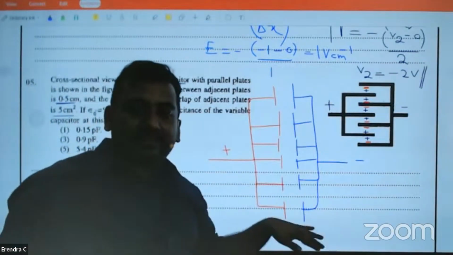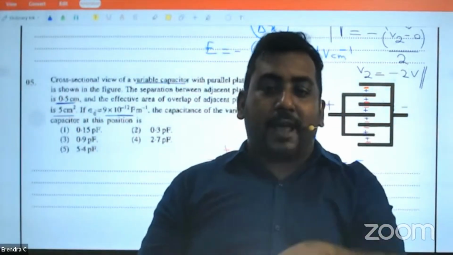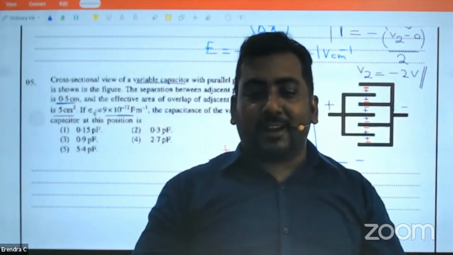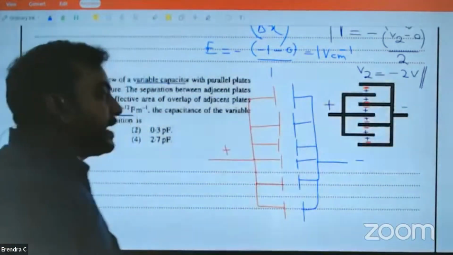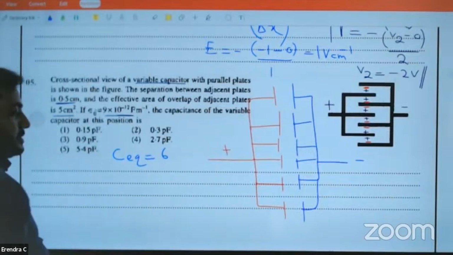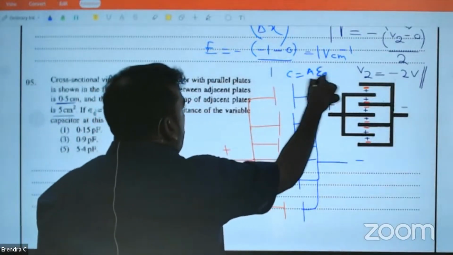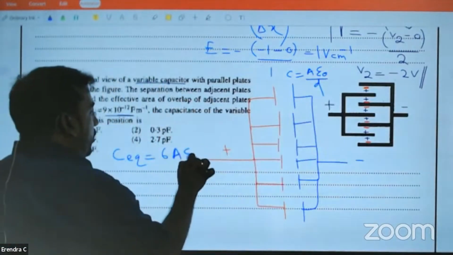What is this? Capacitors in parallel. I'm sure electric fields are done by now. Capacitors in parallel are like resistors in series. 6 times one capacitor, which we know is A epsilon naught over D. So 6 A epsilon naught divided by D.